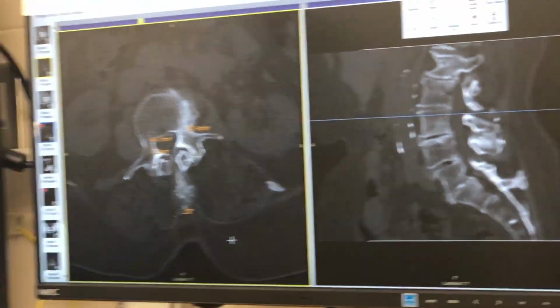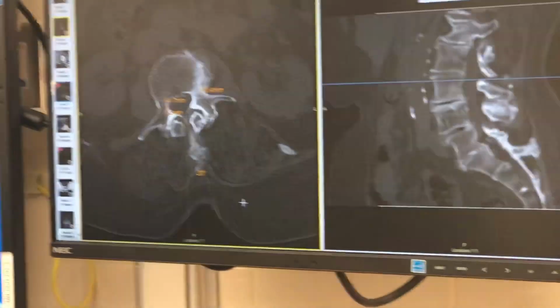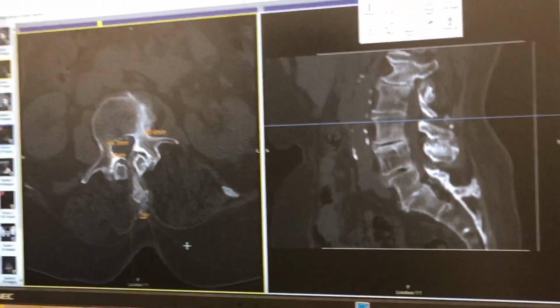Okay, that's sort of the most important thing for the scoliosis: to be able to measure the Cobb angle and the torsion, and what level we are going to measure.